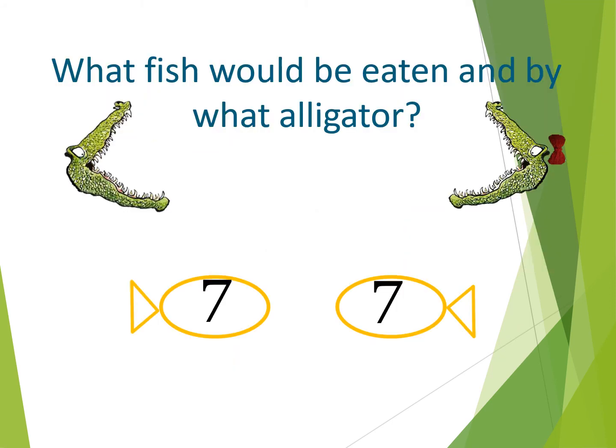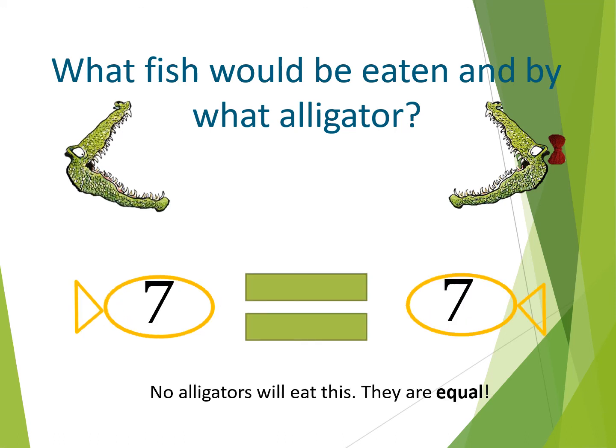Now you can see again here 7 fish and 7 fish. One more. So what fish would be eaten by the alligator? As both the numbers are the same, the alligator will not eat any fish. No alligator will eat this because they are equal to each other. 7 is equal to 7.